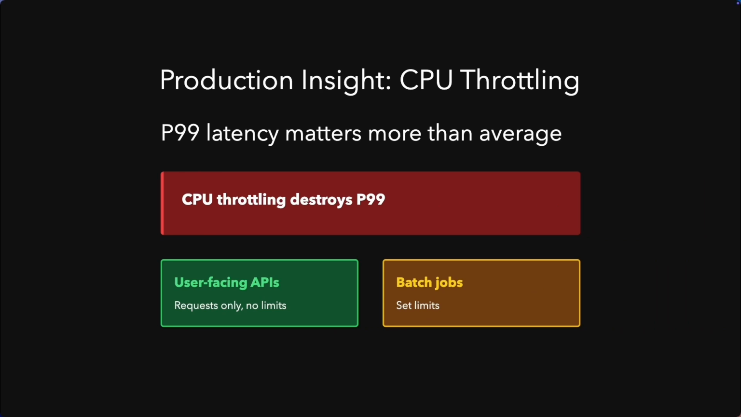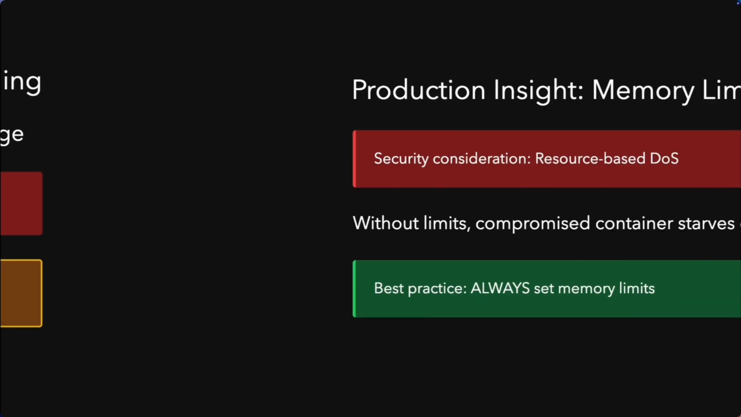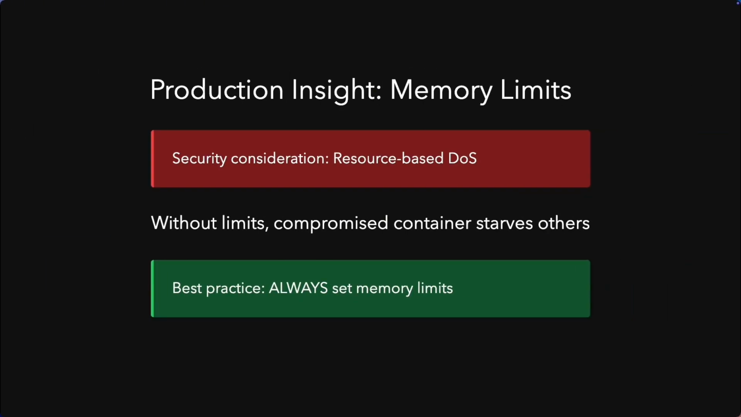In production, P99 latency matters more than average. CPU throttling destroys P99. For user-facing APIs, we should set CPU requests as a guaranteed baseline and no limits. We should allow bursting. But for batch jobs, we should set limits to prevent runaway. Without limits, a compromised container can starve others. This is a security issue, not just operational. Always set memory limits. CPU limits are optional, but memory limits are mandatory.